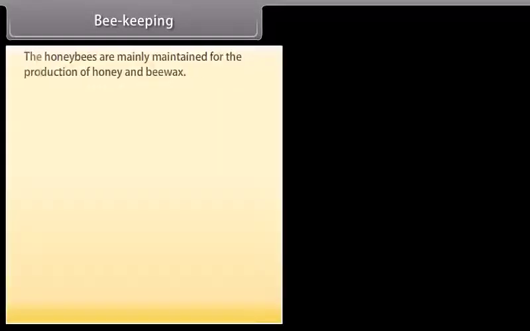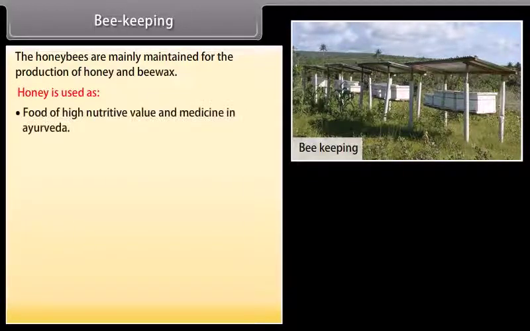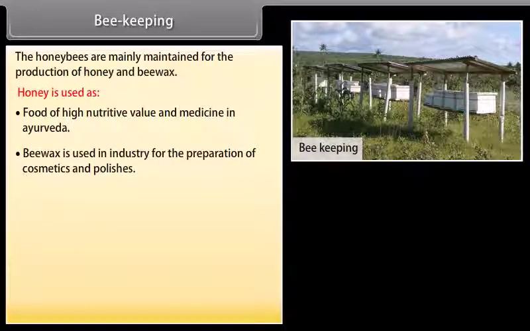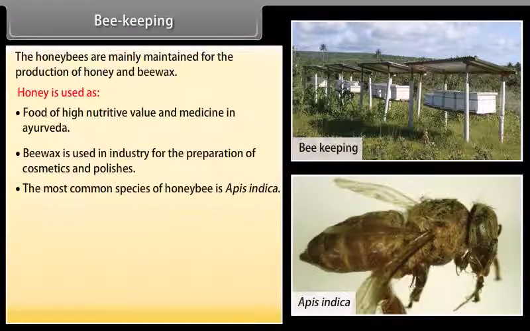Beekeeping. The honeybees are mainly maintained for the production of honey and bee wax. Honey is used as food of high nutritive value and as medicine in Ayurveda. Bee wax is used in industry for the preparation of cosmetics and polishes. The most common species of honeybee is Apis indica.